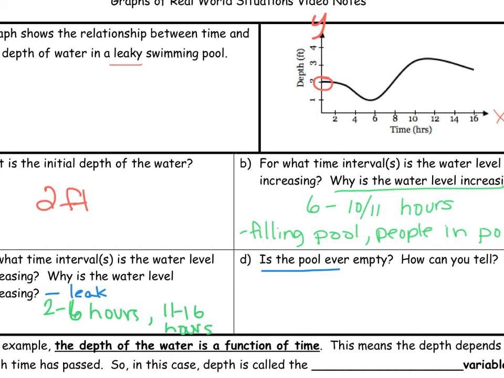So is the pool ever empty? We're looking at this graph to see, is the depth ever 0? And the depth of the water never gets down to 0. Our minimum range is 1, so it never gets down to 0. So is the pool ever empty? No, because the depth never reaches 0.